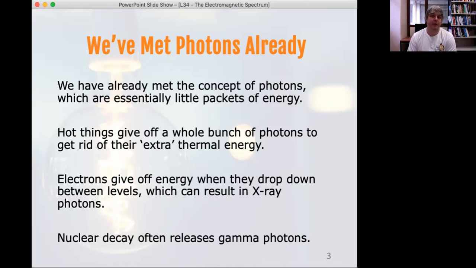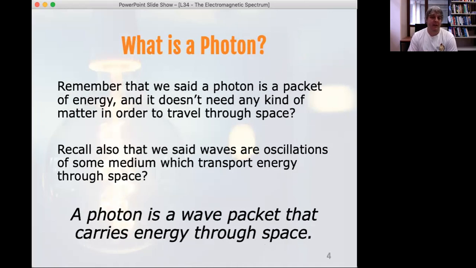So we've already met these photons, we've already been discussing them as though we know what they are, but we haven't really said what they are yet. We've just said that they're little packets of energy. And that is true. A photon is just a little packet of energy, but they are actually a type of wave. It's a wave packet.